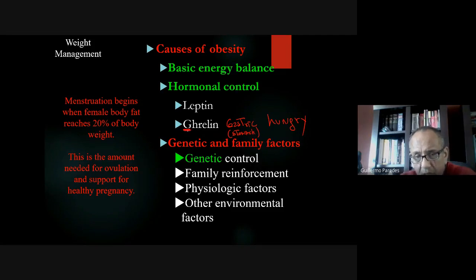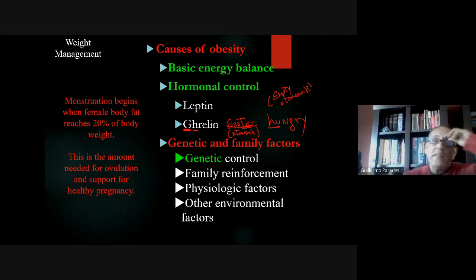How to remember that ghrelin produces hunger? G for gastric, it is produced by the stomach. H, make you hungry. And when is that? When the stomach is empty. When your stomach is empty, the stomach starts to secrete ghrelin to stimulate the appetite. We okay with that?